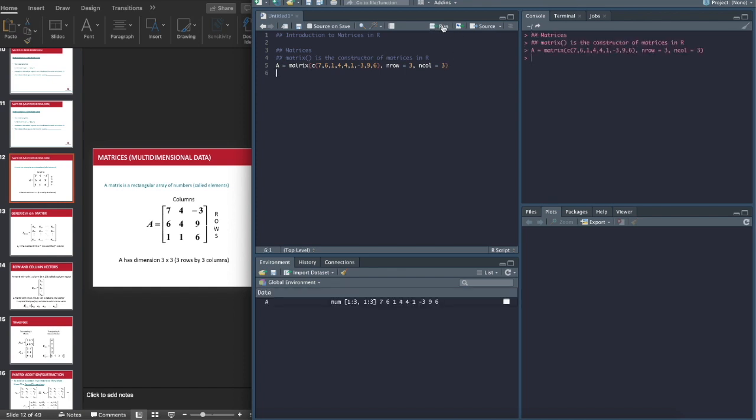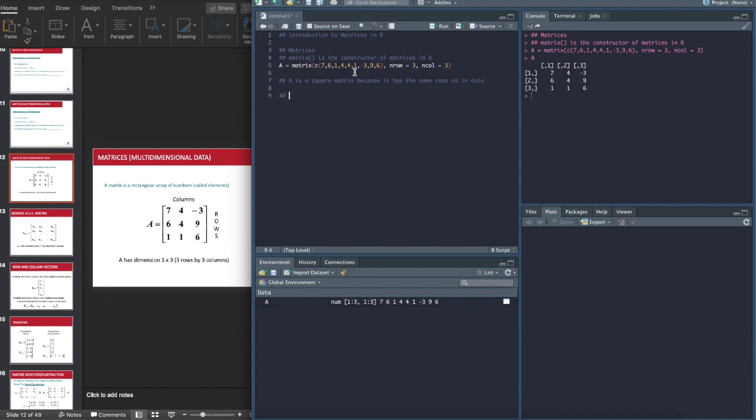So let me just run this part, and right now we have a matrix A, and that matrix A has the values 7, 6, 1, 4, 4, 1, minus 3, 9, and 6. So again, this is what we call a square matrix. A is a square matrix because it has the same rows as columns.